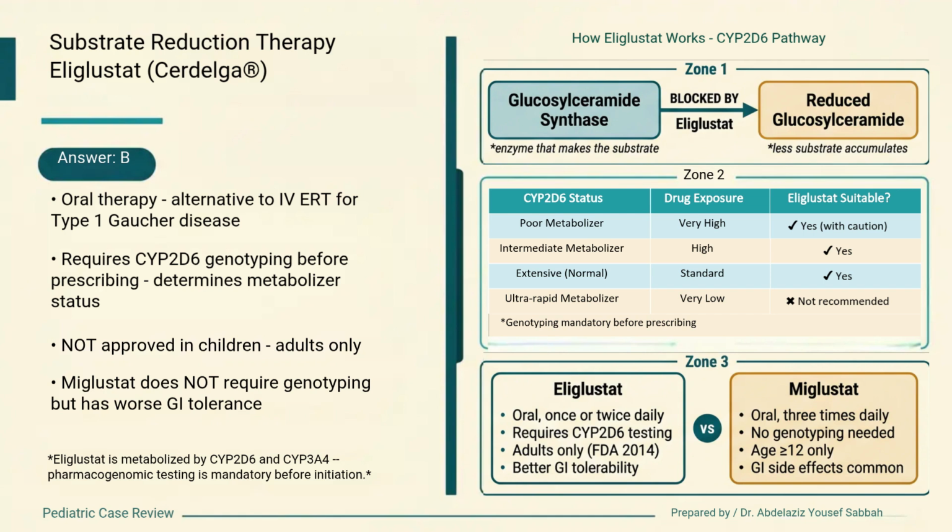Eliglustat is an oral substrate reduction therapy and an alternative to intravenous enzyme replacement therapy for adults with type 1 Gaucher disease. It works by blocking glucosylceramide synthase, the enzyme that makes the substrate, so that less substrate accumulates. Eliglustat is metabolized by the CYP2D6 enzyme, so genotyping is mandatory before prescribing because it determines the patient's metabolizer status and whether the drug is suitable and at what exposure. It is approved for adults only and is not approved in children. Miglustat is another oral option that does not require genotyping, but it has worse gastrointestinal tolerability.